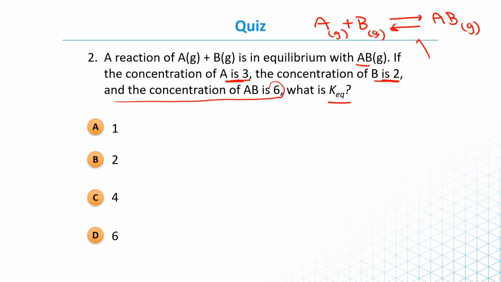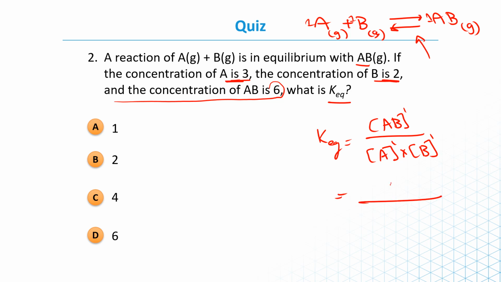So أول شيء من هاي المعادلة نكتب K equilibrium equals concentration of AB over A times B. وطبعا كلهم أس واحد لأنه كلهم عندهم واحد هنا. Now put the numbers, guys. Okay, so 6 concentration of AB over 3 times concentration of B is 2, so it is 6 over 6, so it is 1. So the equilibrium is 1, guys. Okay?